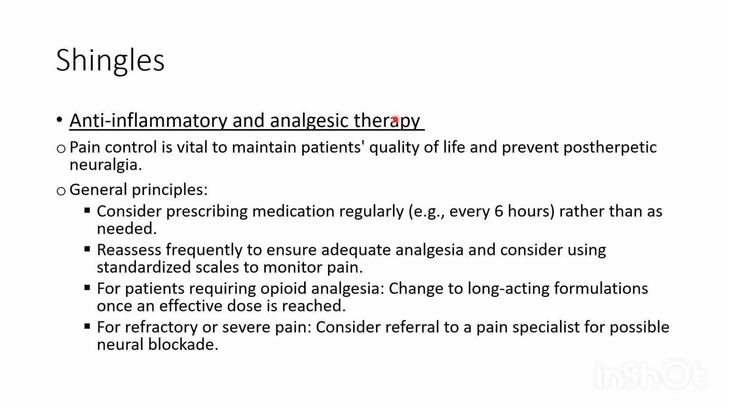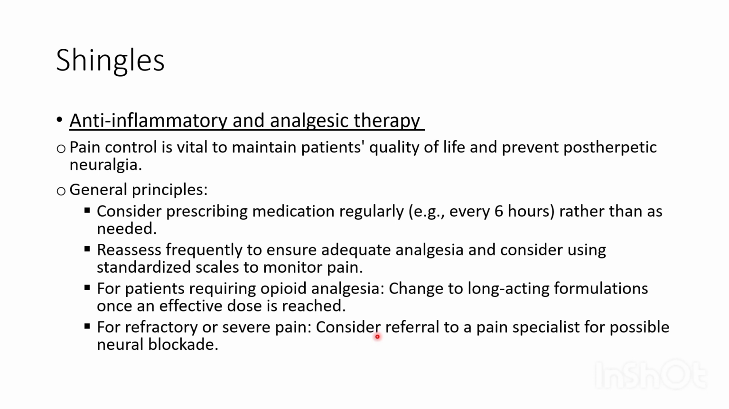Anti-inflammatory and analgesic therapy. Pain control is vital to maintain patients' quality of life and prevent post-herpetic neuralgia. General principle: consider prescribing medication regularly, for example every 6 hours, rather than as needed. Reassess frequently to ensure adequate analgesia and consider using standardized scales to monitor pain. For patients requiring opiate analgesia, change to long-acting formulations once an effective dose is reached. For refractory or severe pain, consider referral to a pain specialist for possible neural blockade.